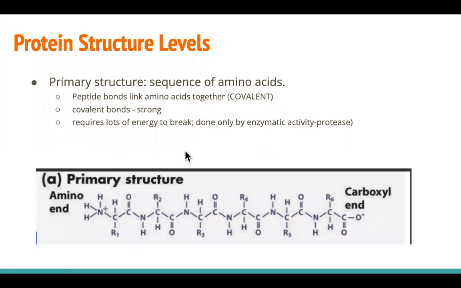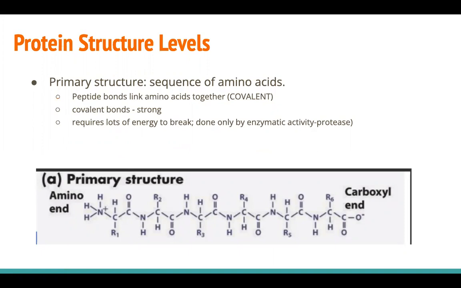Okay. Which one? Oh, we're not there. The protein structure levels. So we're going to go through the different types of levels. There are 4. Your primary structure, the first structure if you want to think of it that way, is a sequence of amino acids. That's the plain definition of a primary structure.